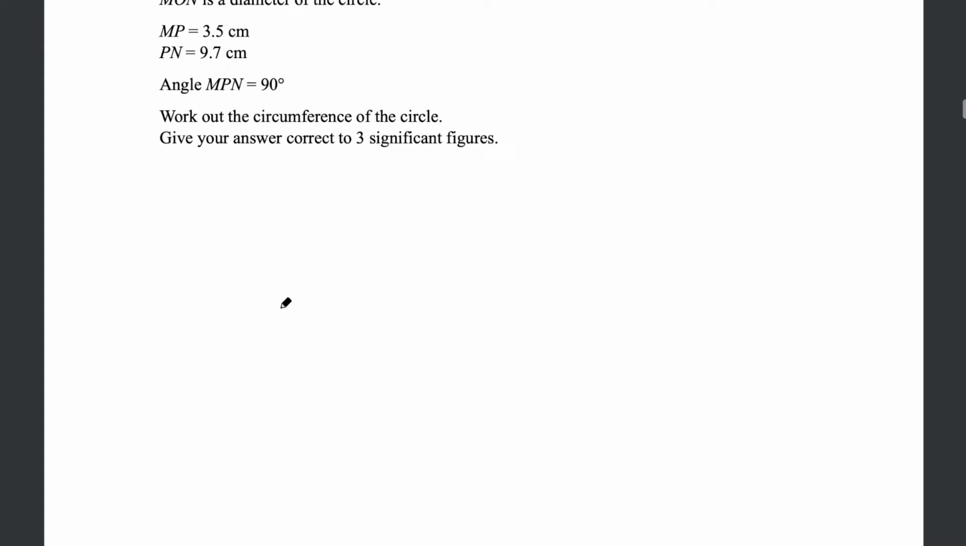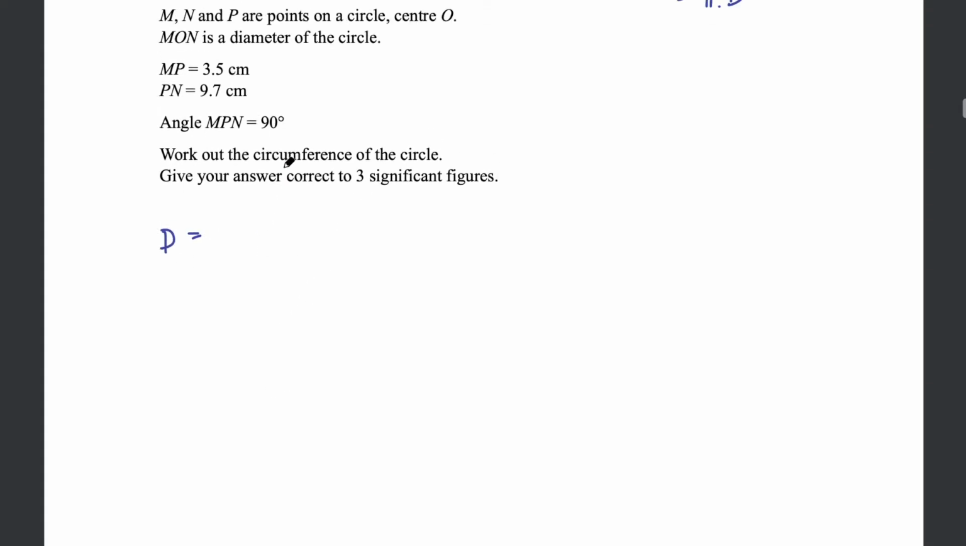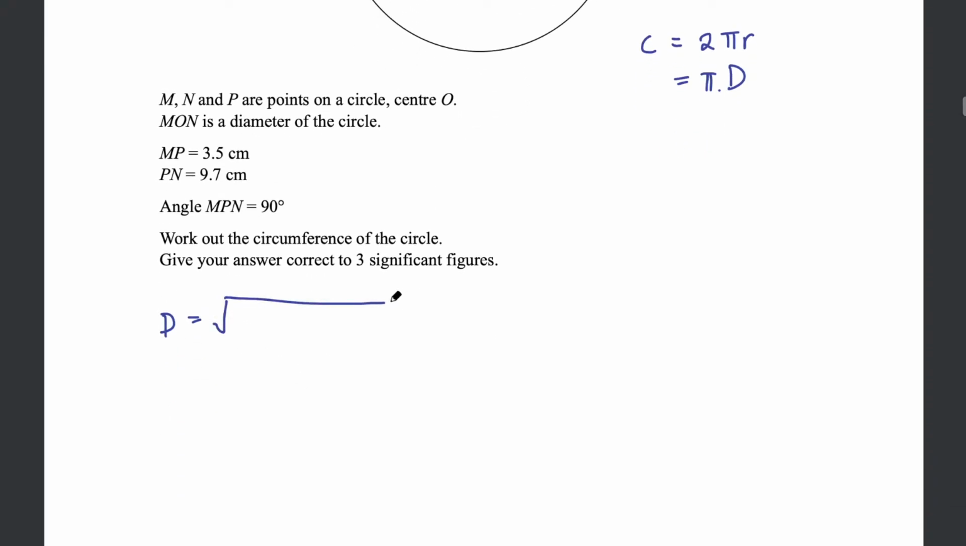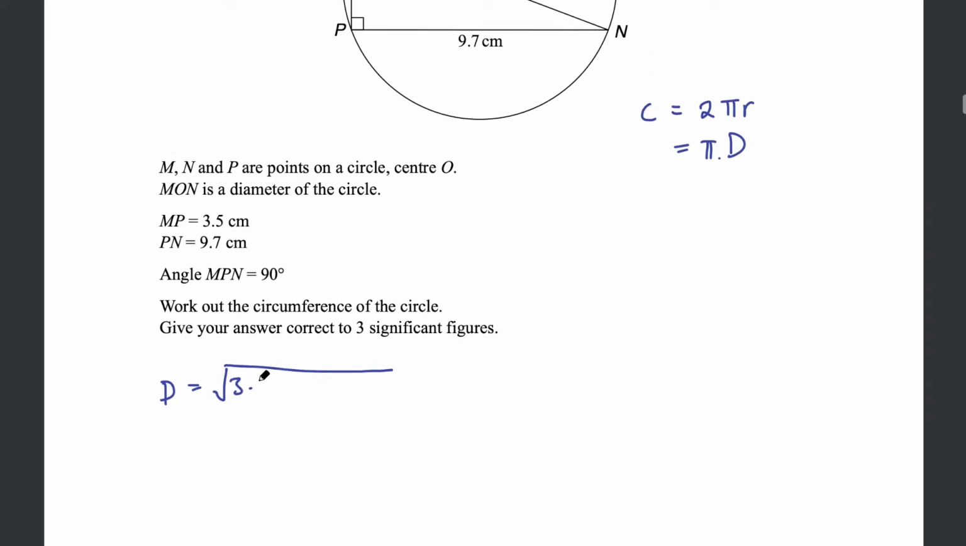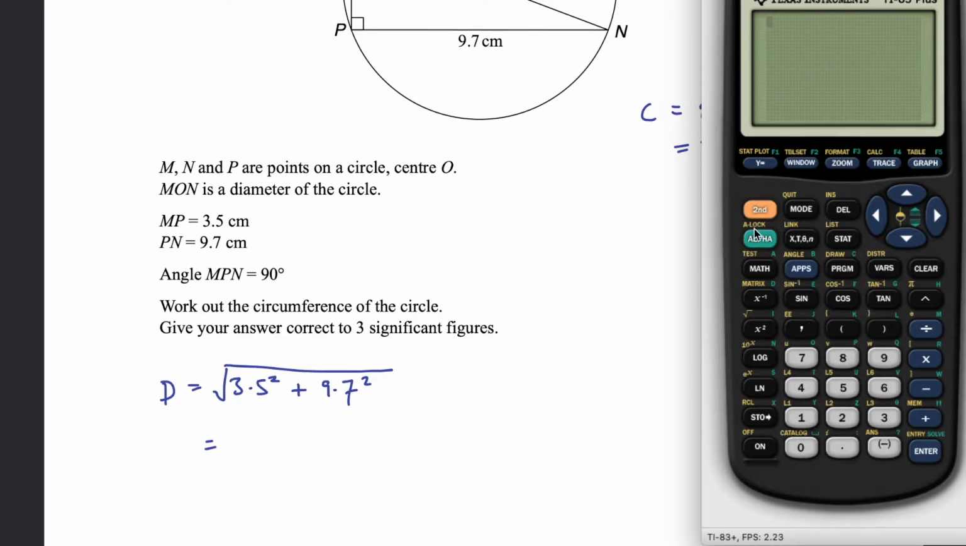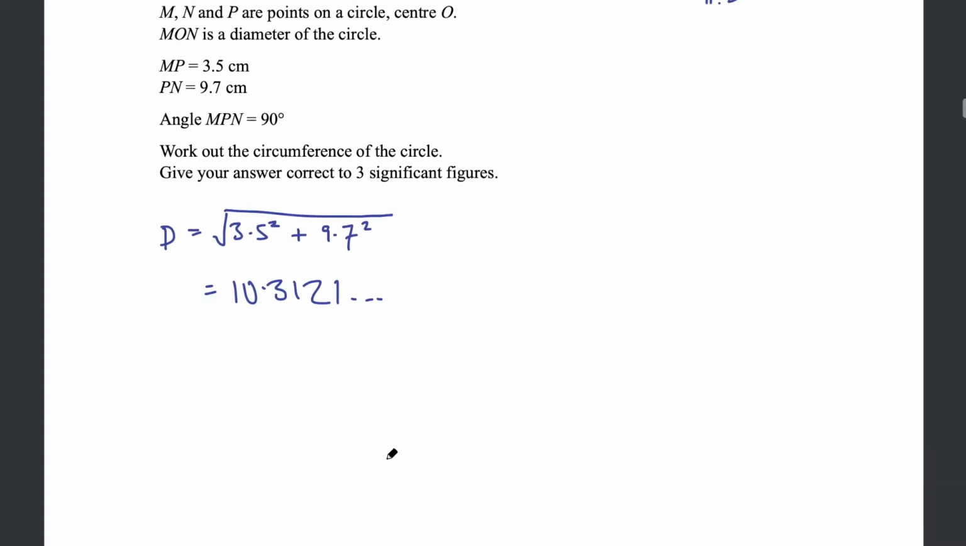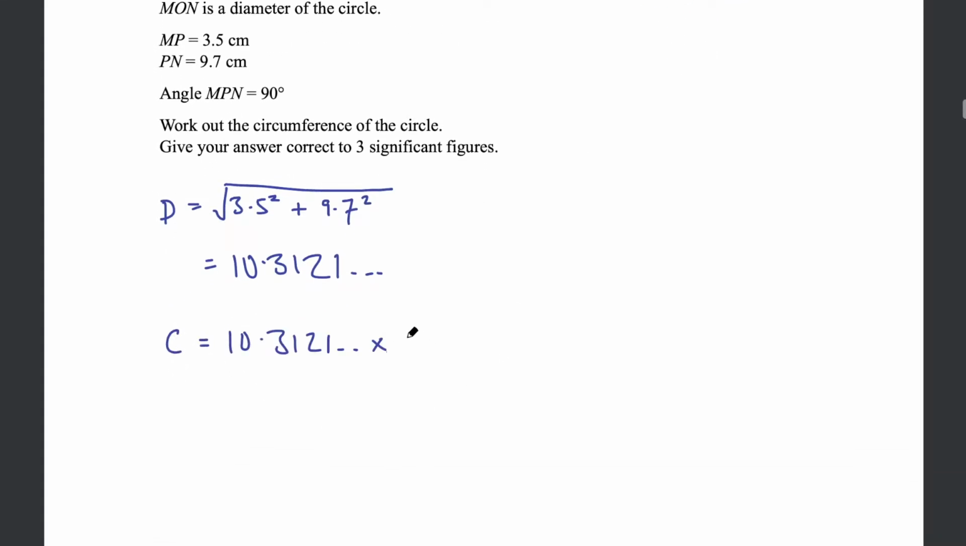we'll get the circumference. So let's say the diameter then is going to be the square root of those legs squared and added together. That's what the Pythagoras' theorem tells us. So 3.5 squared plus 9.7 squared. And let's put that straight into a calculator. So the square root of 3.5 squared plus 9.7 squared, and we get 10.3121, etc. 10.3121, and then plug that into the circumference formula multiplied by pi, and that should give us the circumference.